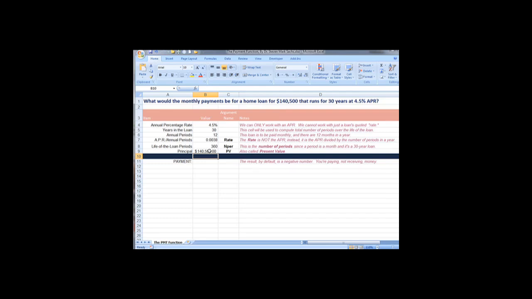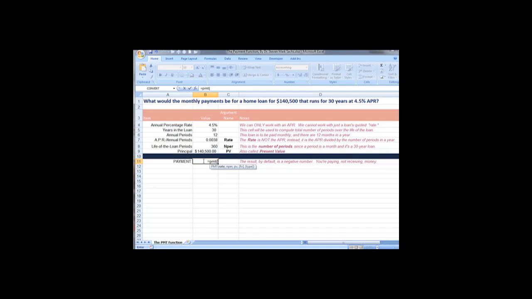Okay, we're ready to invoke the payment function. One way to do this is to begin typing it in, then asking the computer for a little help. Let's do it this way first. So I'll first type equals PMT open parenthesis. This tells the computer that I want to work with the payment function.